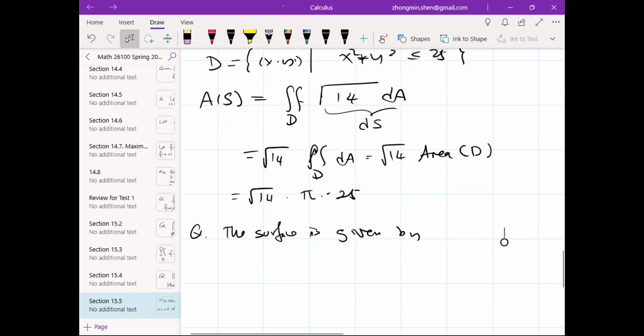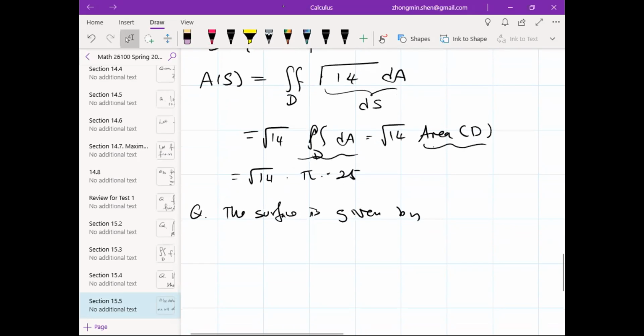So as long as you say this is going to be the area of D, and I have another formula for the area of D, I just write it down. But in the next problem, I end up with a double integral over a domain D where the function is not constant, so I have to evaluate the double integral.